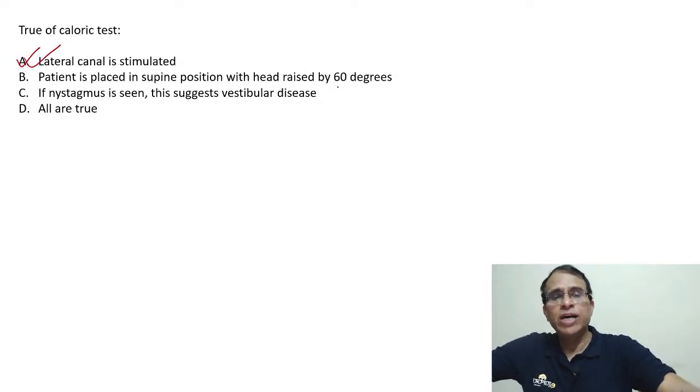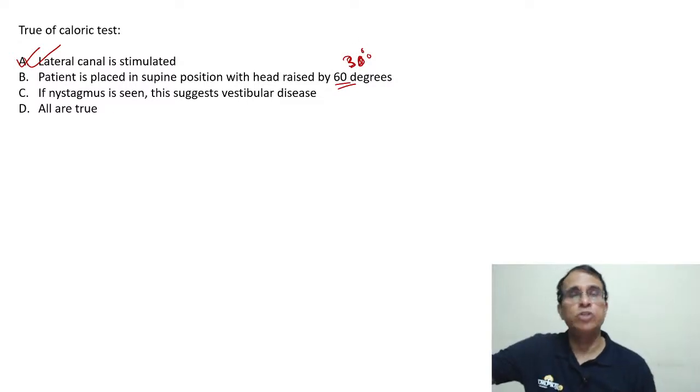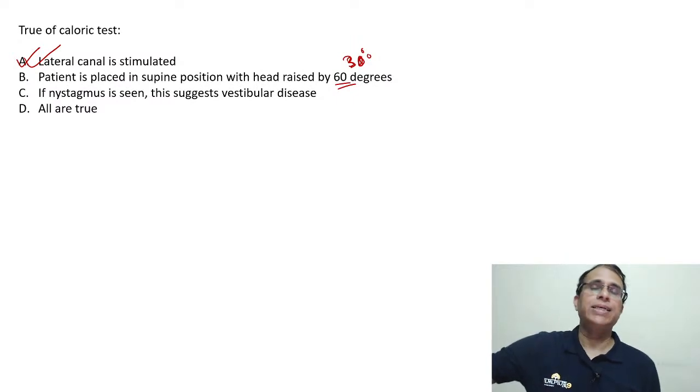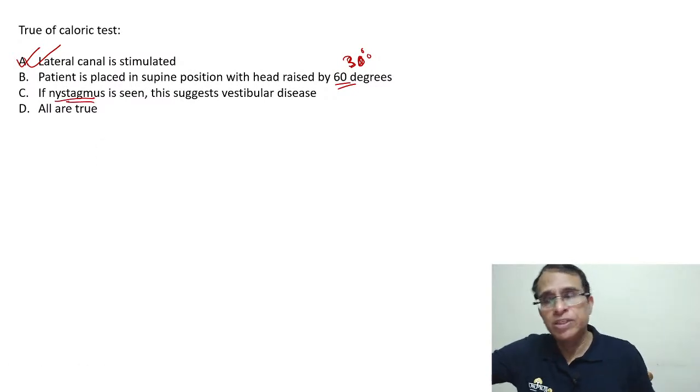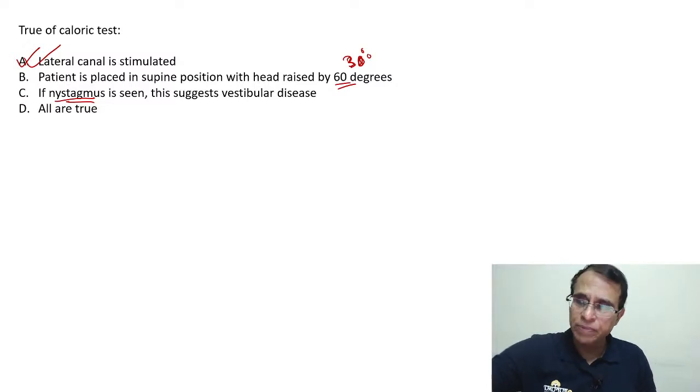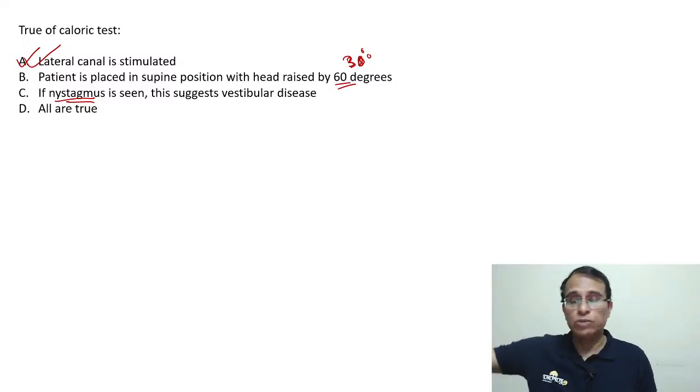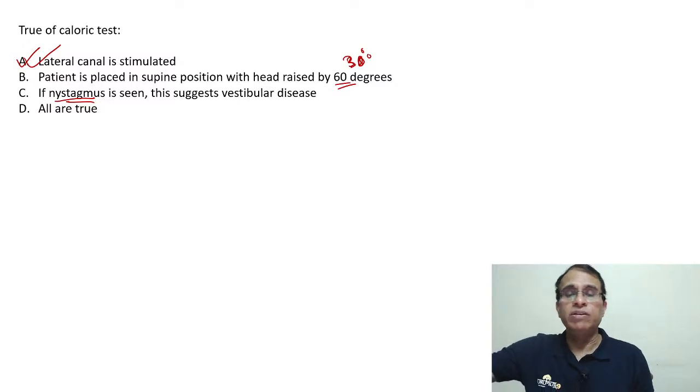The patient is made to lie down supine and the head is raised by 30 degree, not 60 degree. During the caloric test, the head is raised by 30. The water used is also 30 degree and the head position is also 30 degree. So 30 degree is the correct answer, not 60. And every time you do caloric test, every patient will have nystagmus, whether it is a normal patient or a vestibular disease patient.